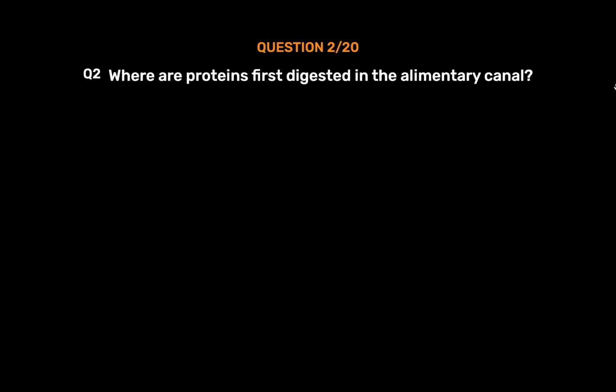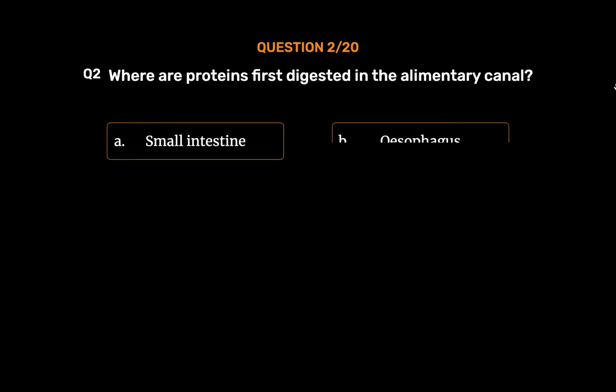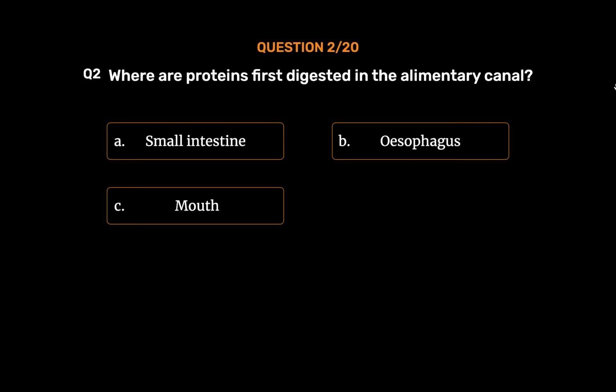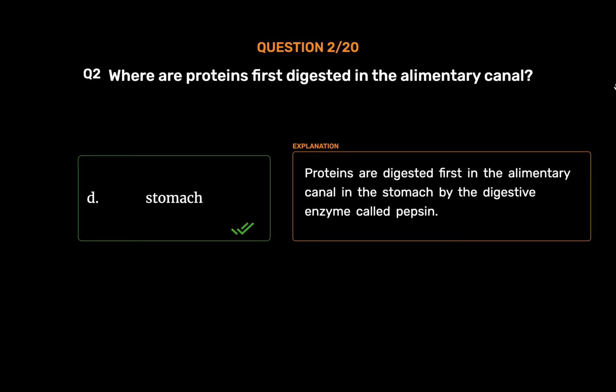Question number 2. Where are proteins first digested in the alimentary canal? Option A. Small intestine. Option B. Esophagus. Option C. Mouth. Option D. Stomach. The correct answer is Option D. Stomach. Proteins are digested first in the alimentary canal in the stomach by the digestive enzyme called pepsin.